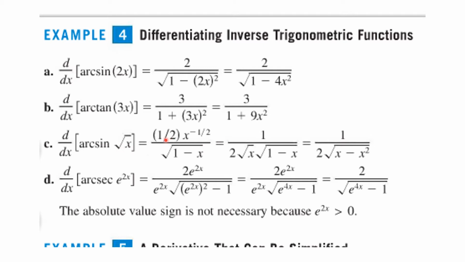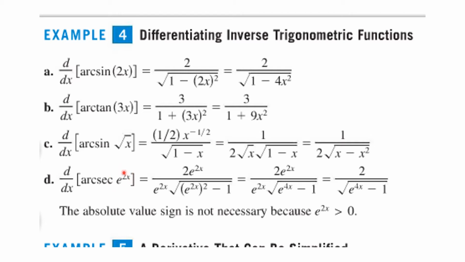So this is going to be 1/2 x to the minus 1/2. And then I simplify this by changing the negative exponent into a radical, and now I can distribute it this way. Algebra is your friend, and I will probably ask you to plug in numbers, and so you can go either way here. Last example in this suite, we're taking the derivative with respect to x of the arcsecant of e to the 2x.